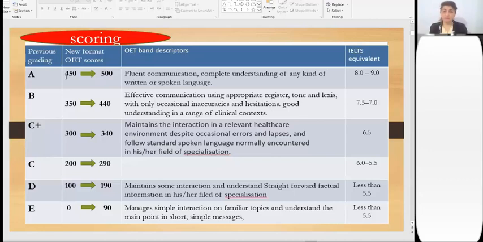Okay? But what is the meaning of each score? In what level you're supposed to be? Be careful. For example, I think most of you need to get B, don't you? Yes. What does it mean? It means that you're supposed to have.